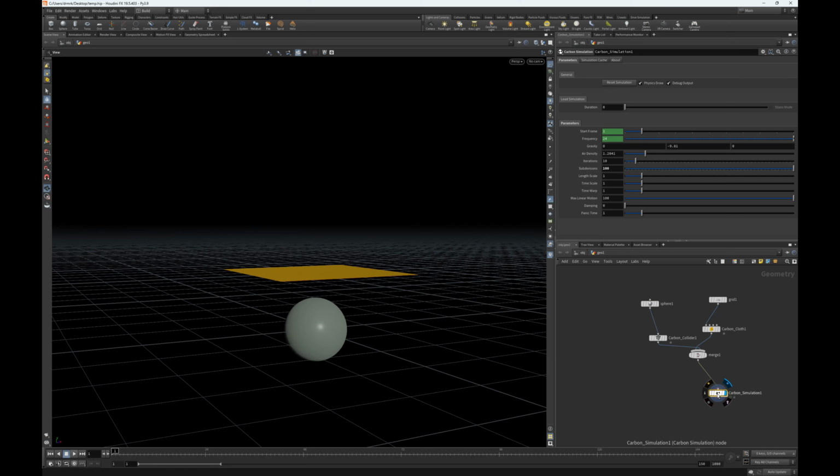Here's a very simple scene. We've got a simulation node with 100 subdivisions, 10 iterations, a frame frequency of 24 frames per second, and importantly a length scale of 1, which means I'm working in meters. It's important to note that the frame rate multiplied by the subdivisions is your collision sampling frequency per second. So here we have a sampling frequency of 2400.